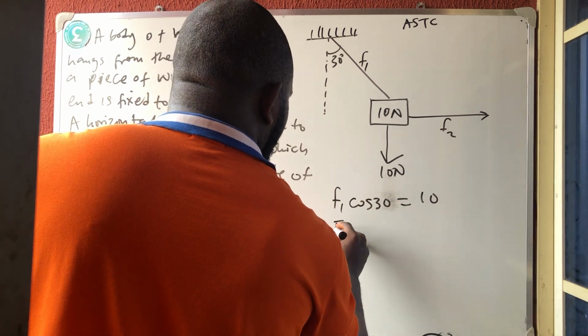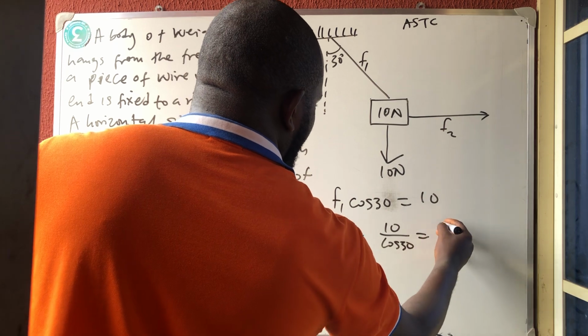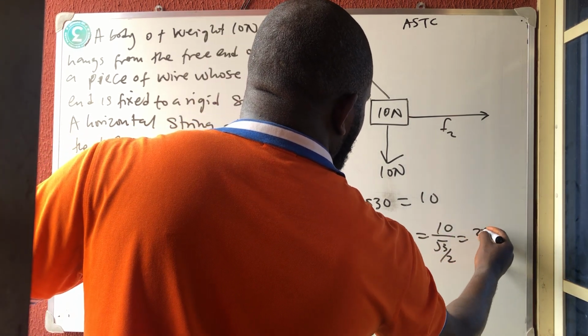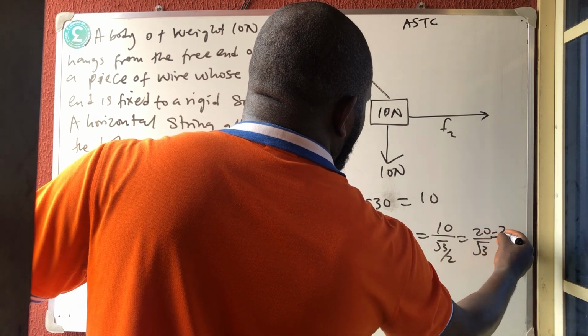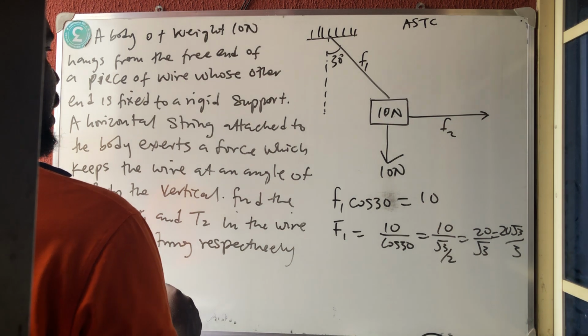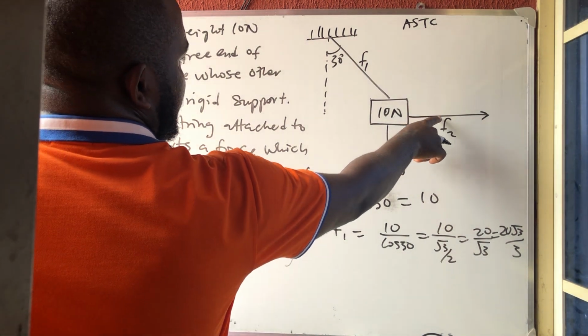So F1 is equal to what? 10 divided by cos 30, which is 10 over root 3 over 2, which is 20 over root 3, which is 20 root 3 over 3. So the next one now, we are going to resolve this tension now.